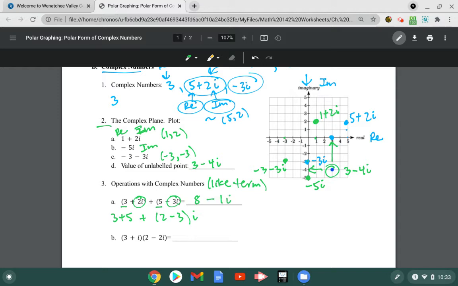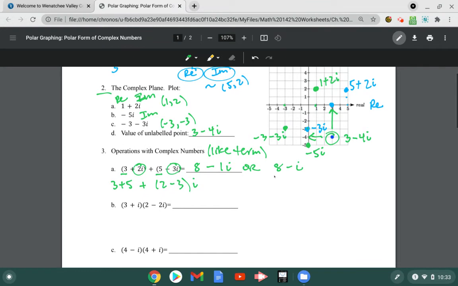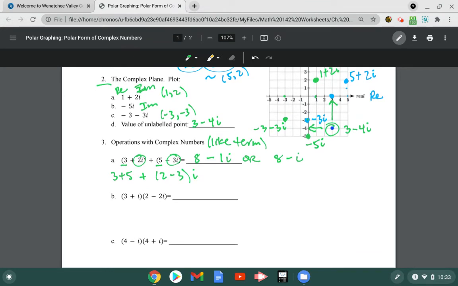So I can write that as -1i, or I can write 8 minus i. Next, I want to do a multiplication. To do the multiplication, I am going to use FOIL, just like I would to multiply any other two binomials. As I work through my FOIL, first is 6, outer is 3 times -2i, that's -6i, inner is i times 2, that's plus 2i, and then last is going to be -2i squared.